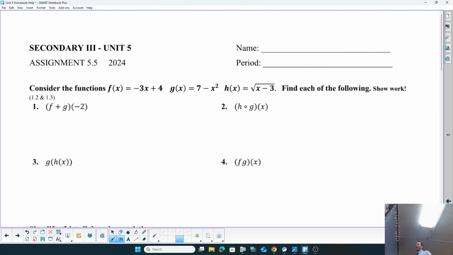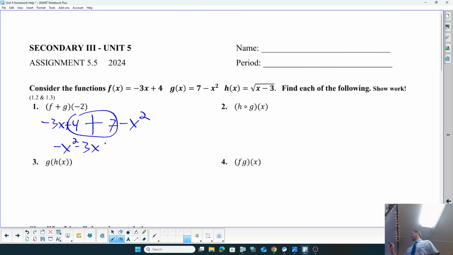So we are helping you now on 5.5. Don't forget how to add functions and plug in numbers, right? For example, negative 3x plus 4 plus g of x, which is 7 minus x squared. And so we get negative x squared minus 3x, and then we have a 4 plus 7, and 4 plus 7 is 11. Now we're just going to plug in the negative 2. You could have done them individually, but that's fine.